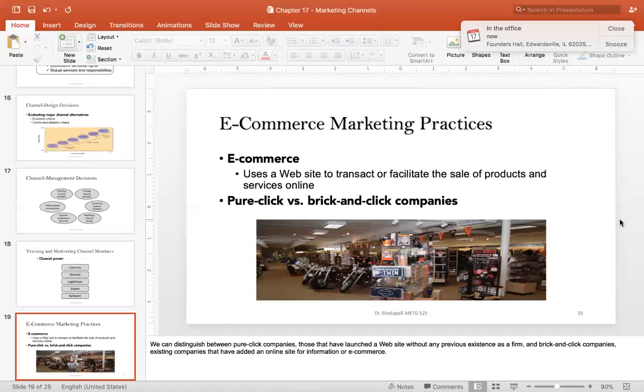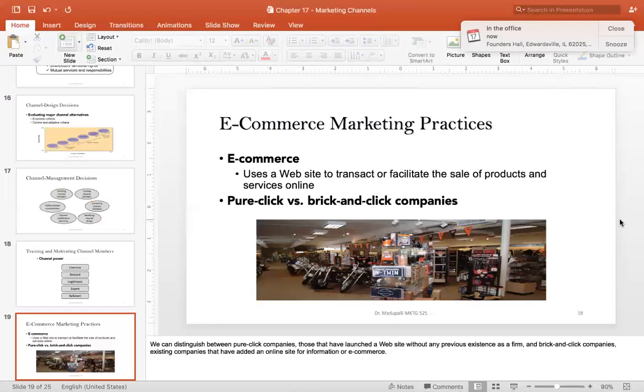There are pure click companies, meaning completely online, brick and click companies, and brick and mortar companies. These are different versions that have taken the market into a different era altogether. The pure click companies are those that have launched a website without having any physical presence or any previous existence. An example is designeraudiovideo.com, which is for audio brands. They have no brick and mortar presence, nothing. Crutchfield has no brick and mortar presence. All these are your pure click companies. Whereas the brick and click companies are existing companies which added online. An example is Best Buy.